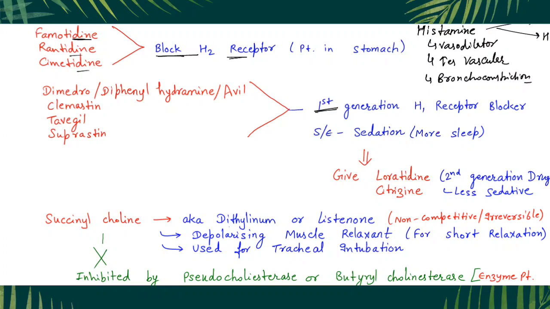So remember the first generation: dimedrol, diphenhydramine and avil, then clemastine, tavegil and suprastin. Remember DCTS. So these are the first generation H1 receptor blockers. What is the side effect? The major side effect is sedation, they cause more sleep. That's why for people having sedation problems, we normally give second generation H1 receptor blockers.